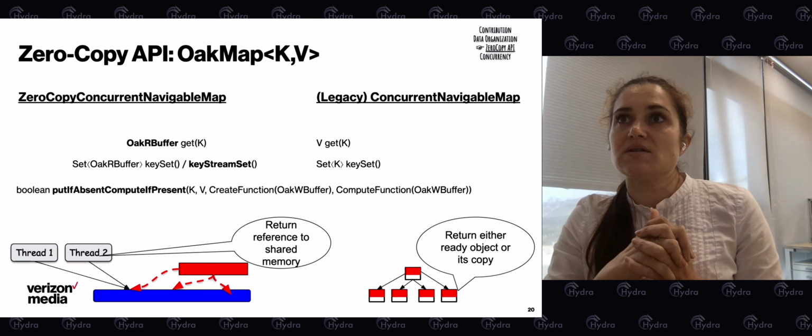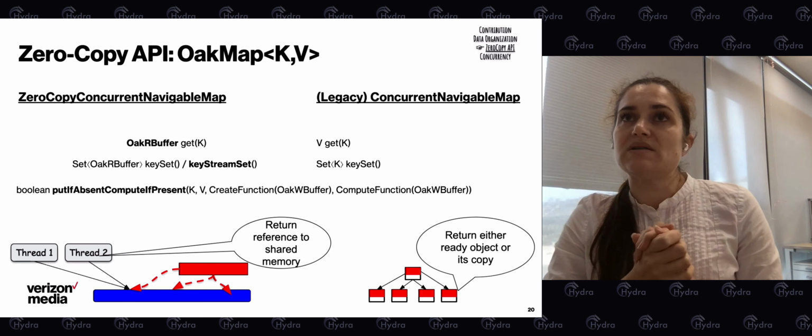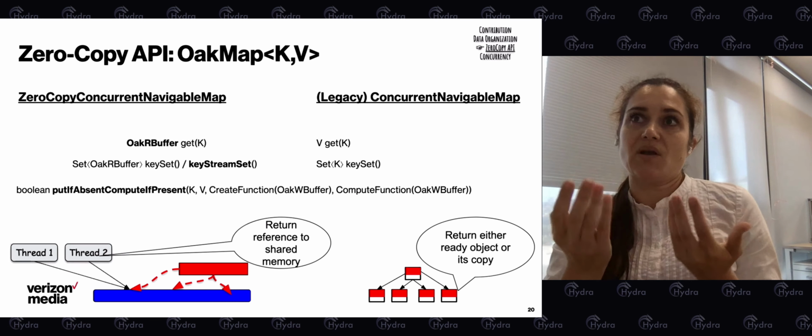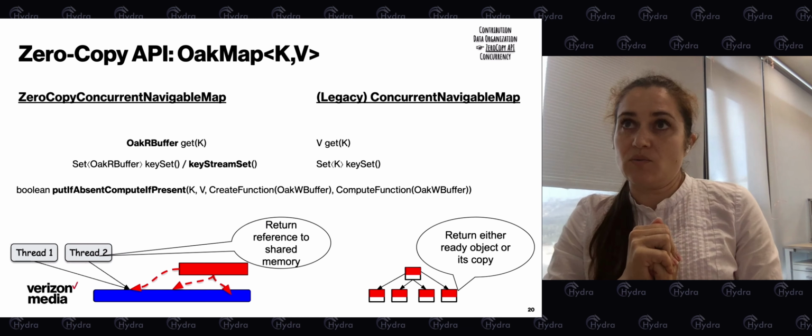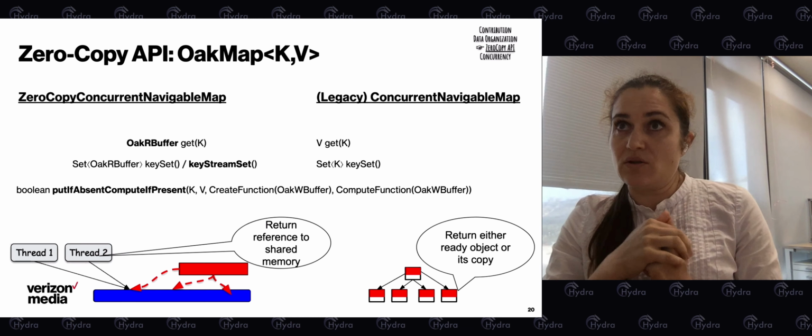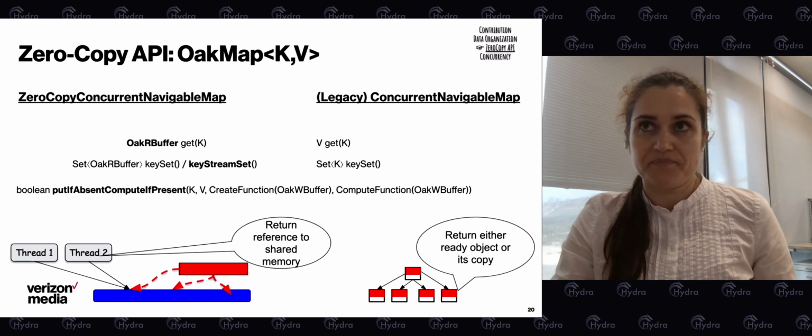This wasn't possible to do with concurrent skip list map, because it was possible to do, but not atomically. I'm sorry.